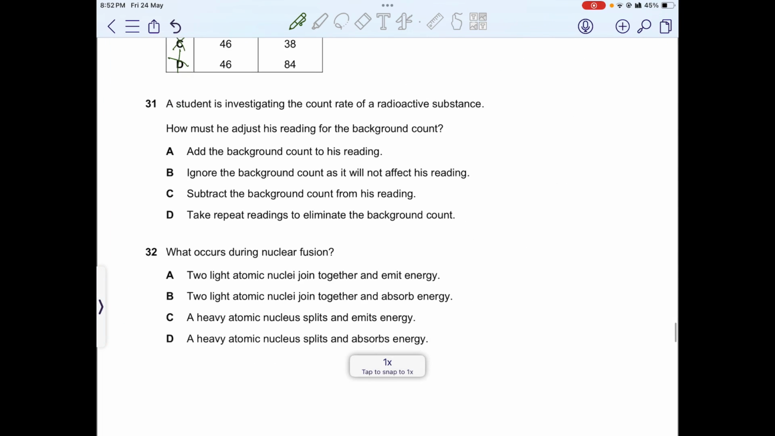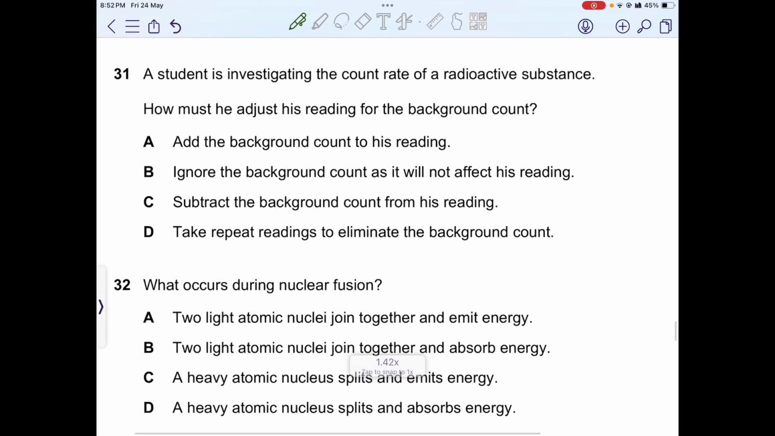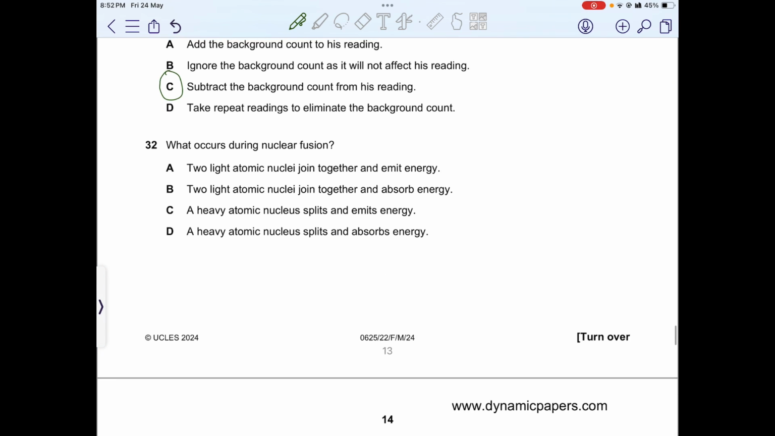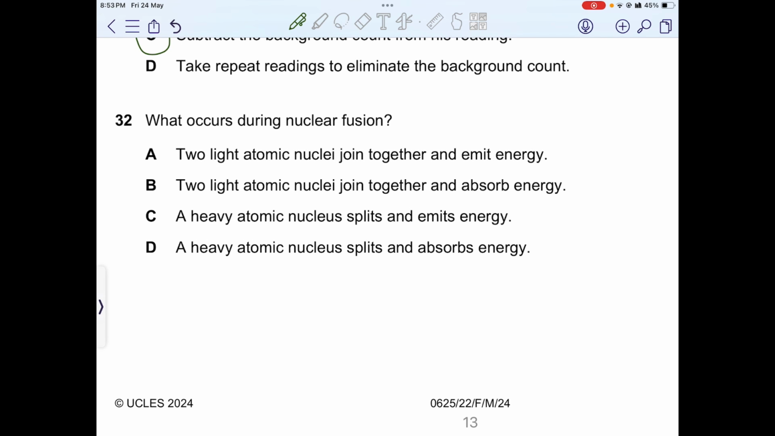A student is investigating the count rate. How does he adjust for background radiation? Always, if you want to adjust for background radiation, you subtract the background count from your reading. You don't add it, you don't ignore it. It would impact your reading. And take repeat readings? No, because background radiation would always exist. What occurs in nuclear fusion?